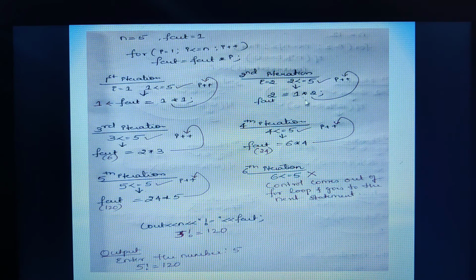Again, this time we have to calculate the factorial. What is the previous value of fact? That is 1 into I, right? So what is the current value of I? That is 2. So 1 into 2 is 2. The previous 1 will be erased and the new value will be placed in the variable known as fact. Again I gets incremented.